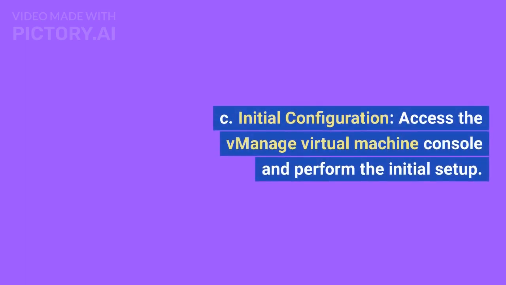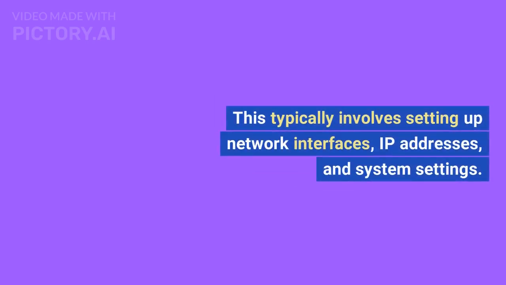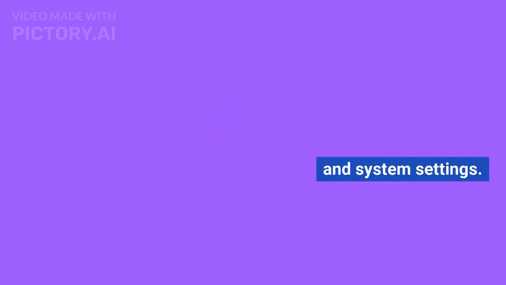C. Initial configuration. Access the vManage virtual machine console and perform the initial setup. This typically involves setting up network interfaces, IP addresses, and system settings.